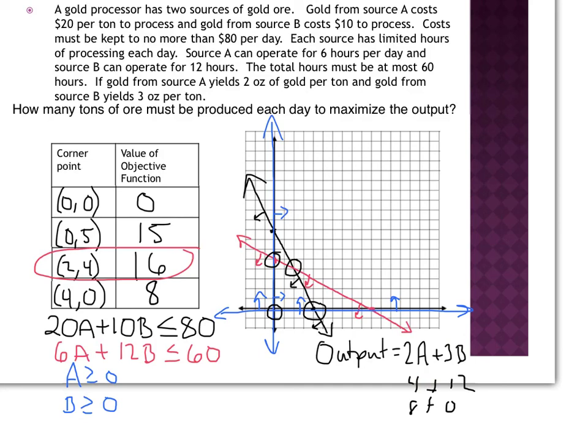When we graph the constraints, we look for our corner points. Most of the time there's 4. Sometimes there's 5. Sometimes there's 3. It just depends. But most of the ones that we've dealt with so far have had 4 corner points. We plug those corner points into our objective function to figure out our maximum profit or output in this case. And there you have it.